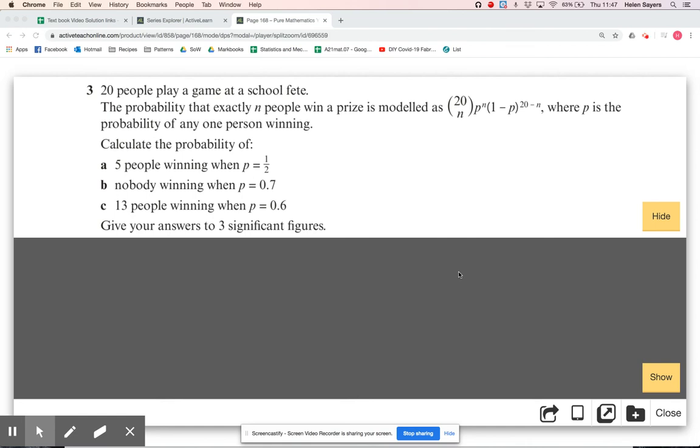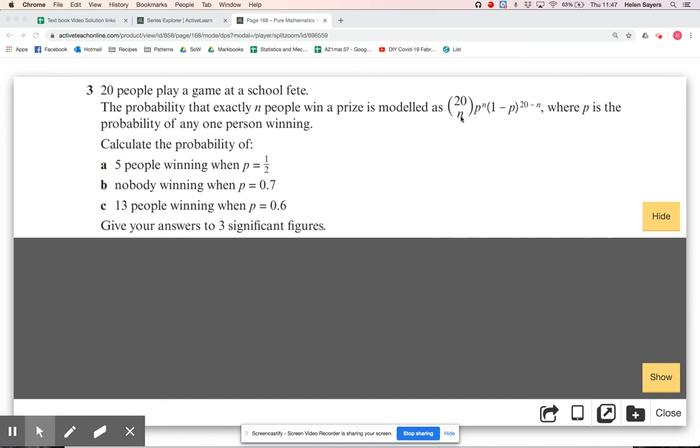Okay, we're looking at the first year core textbook and we're on mixed exercise 8, so that's on binomial, and we're on question 3. So it's a bit nasty, but I'm hoping if we read it, it won't be too bad. It's only question 3. So 20 people play a game at school fate, and then we're told the probability of n people winning.